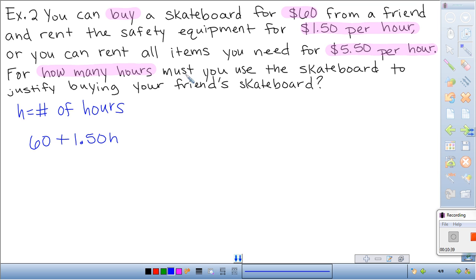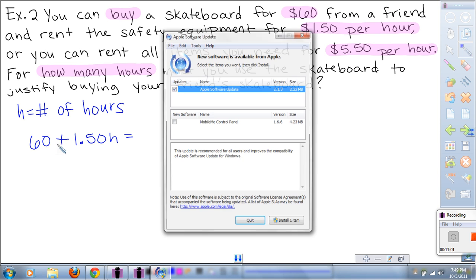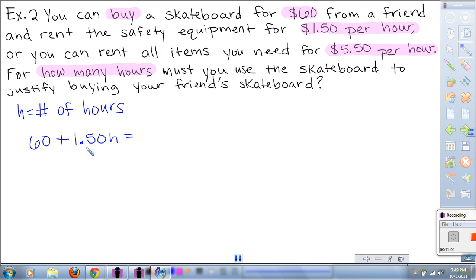And then we want to know for how many hours must you use the skateboard to justify buying your friend's skateboard. So for how many hours, we'll set it up as equal, and then we'll know when the two situations are exactly equal, when we will have paid the exact same amount. And so then we can determine how many hours we have to use it to buy it. So this is the first situation, $60 for the skateboard, plus $1.50 per hour. And then the other situation is just $5.50 per hour.